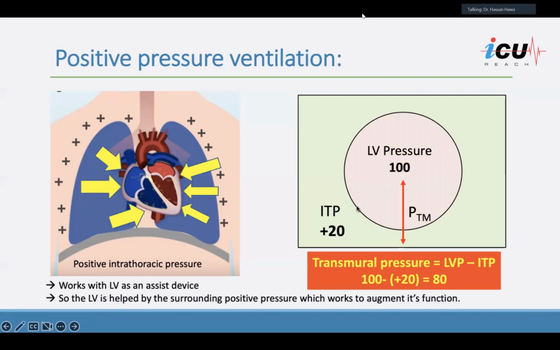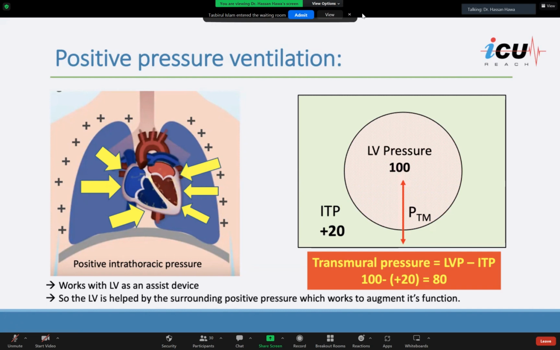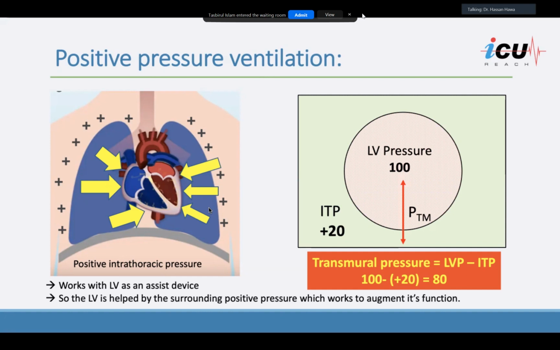On the other hand, if you put the same patient on positive pressure ventilation, then this positive pressure ventilation will augment the function of the heart, and you can see that the transmural pressure will be 80 compared to 120 in the first example. And here you can see that the positive pressure ventilation is augmenting the function of the LV. And that's why in heart failure patients, it's advised to apply positive pressure ventilation, whether it's done invasively or non-invasively, if you had to.